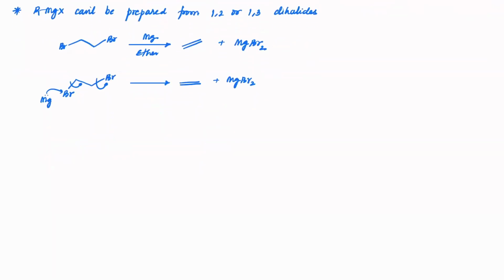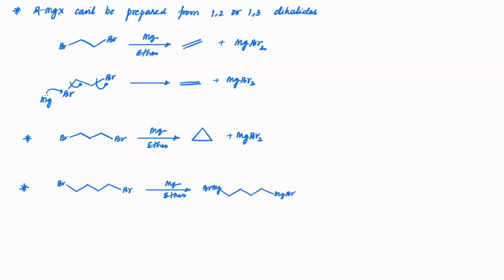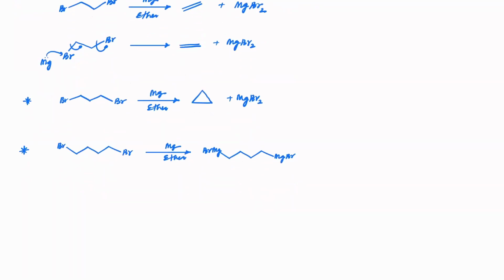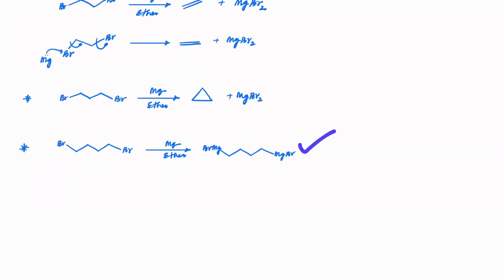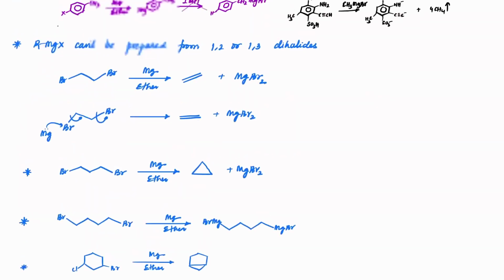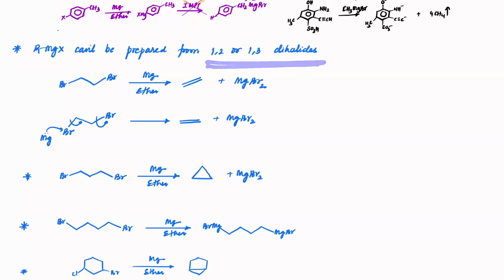This is about 1,2. Even if you have 1,3, with magnesium and ether you will get cyclization. Same logic. If you have 1,4 onwards, then the attack will not be observed, so it will remain a stable Grignard's reagent. So for 1,2 and 1,3, you should always convert them into the respective cyclopropane group or an alkene group. Remember, these are only cases observed for 1,2 and 1,3 dihalides.